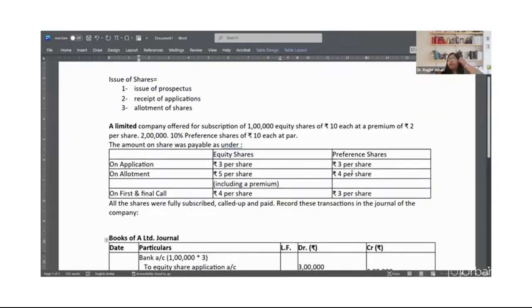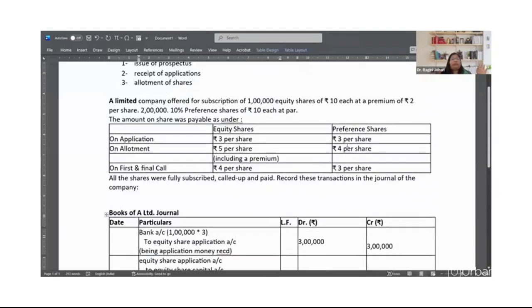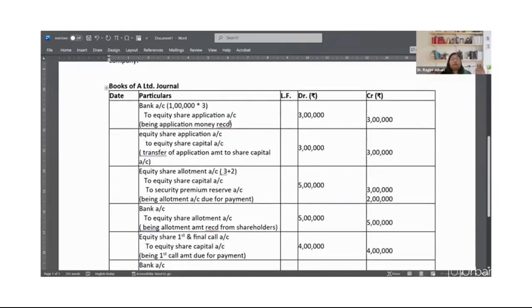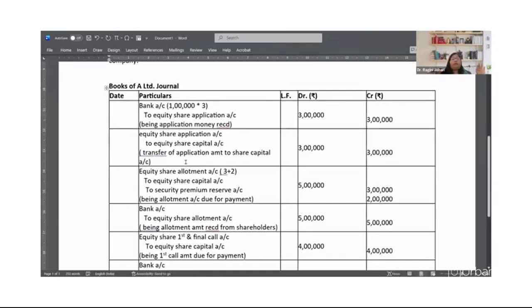Now, the same way this would be done for preference shareholders. So now if we have to make the same journal entry for preference shareholders, it's just that we have to write preference shareholders. Now, preference shareholders, whenever we are making the entry for preference shareholders, please don't forget to write this percentage. What is this percentage? This is the percentage of the dividend the preference shareholders are going to get.